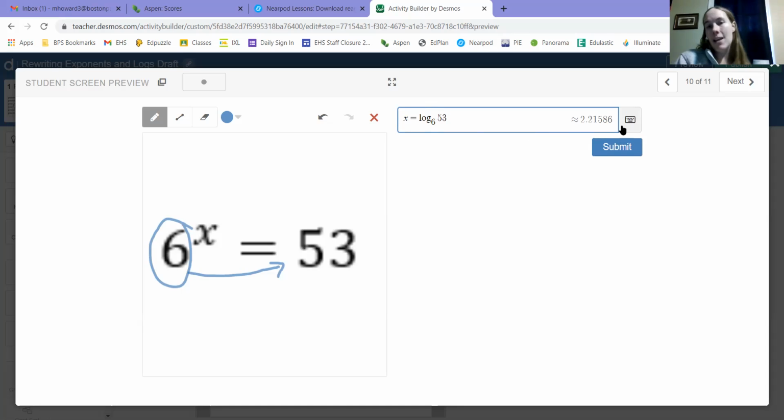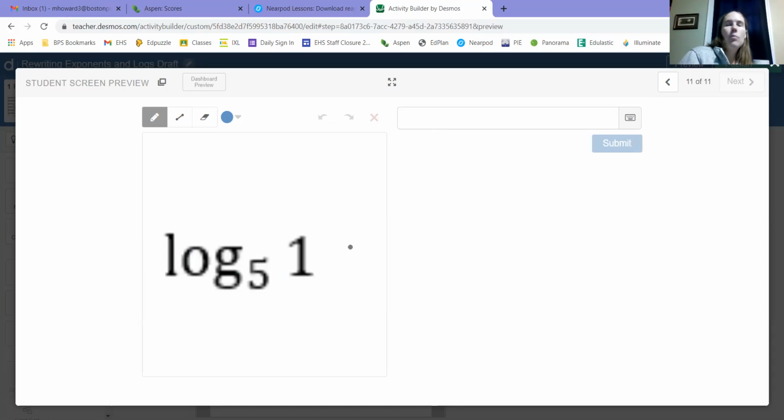And this is nifty. It gives us our answer, but we're going to learn how to do these tomorrow so we know exactly what they're doing. So that's how you write logs. We're going to go to our next one, what to do to write our exponents.